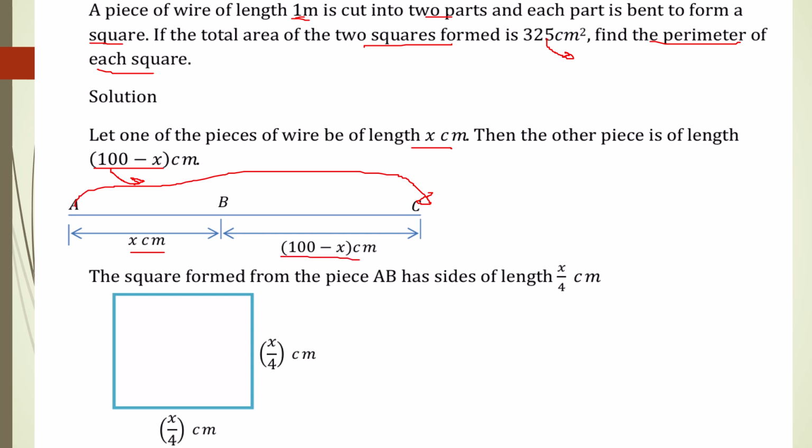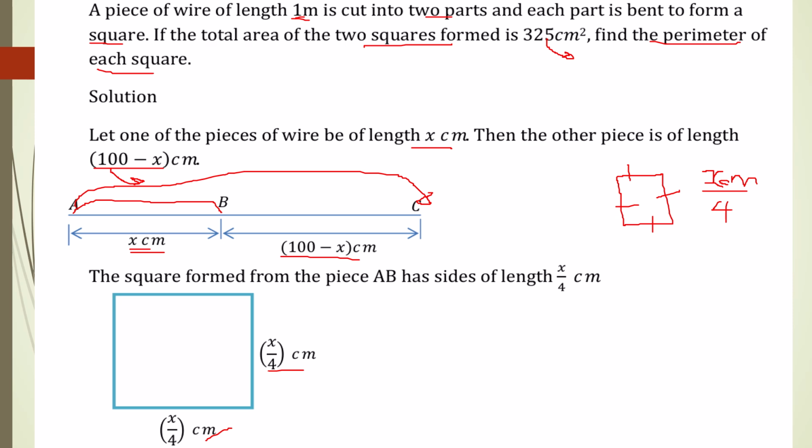Remember, the question is telling us to find the perimeter. So the first square, which you are going to form using x centimeters, remember that a square has equal sides, and all these sides are equal. So for me to get the length of each side, if I used a total of x centimeters, I'm going to divide the total centimeters that I used by 4. So that means that each and every side is going to be a quarter of x centimeters. I hope you have understood that.